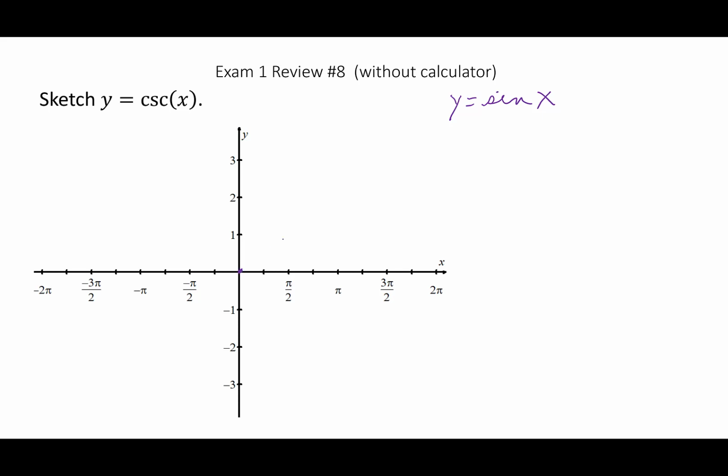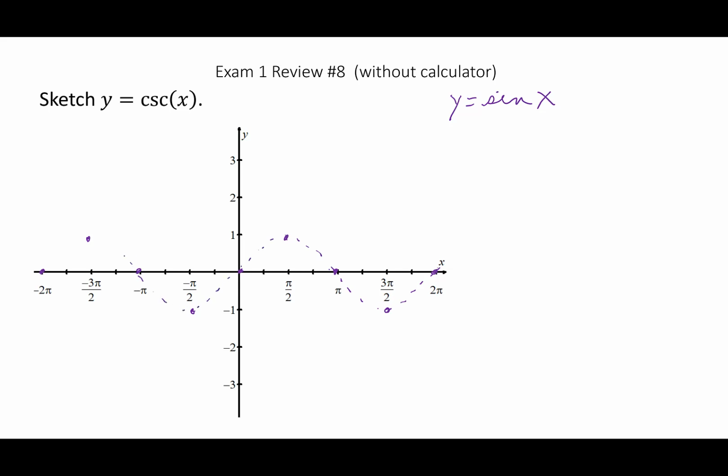We have 0, 0. We have pi halves, 1. We have pi, 0. We have 3 pi halves, negative 1. We have 2 pi, 0. And if I go to the left here, then I'm going to have negative pi halves, negative 1, negative pi, 0, negative 3 pi halves, 1, and negative 2 pi, 0. So I'm going to just do a dashed line here to connect these dots for the sine function.